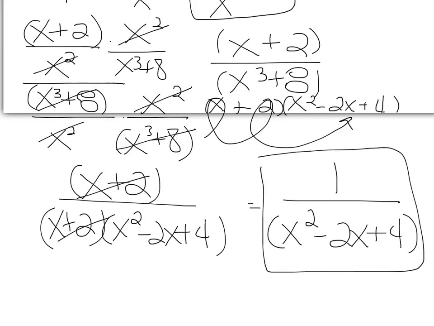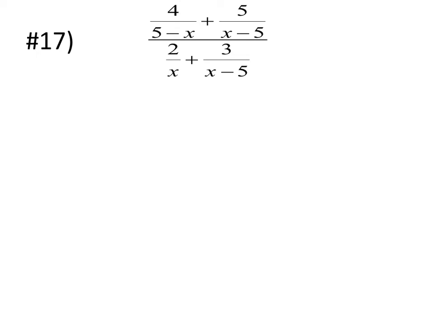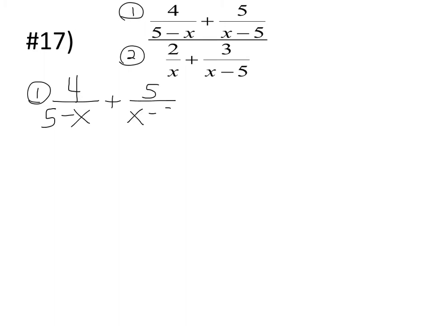Don't forget, just because everything cancels in the numerator doesn't mean you don't need to write anything. That gives you a 1 there. All right. We're going to do 1 here, 2 here. So 1 says 4 over 5 minus x plus 5 over x minus 5.